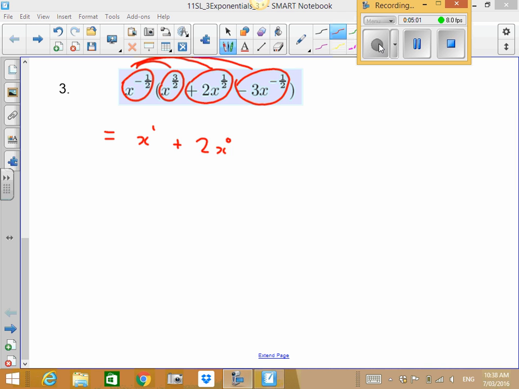Then x to the minus a half times minus 3x to the minus a half will give us minus 3x to the power of minus a half plus minus a half, or just minus a half minus another half, which is minus 1. We can rewrite this as x plus 2, because x to the power of 0 is 1, minus 3 over x, because x to the minus 1 is the same as 1 over x.